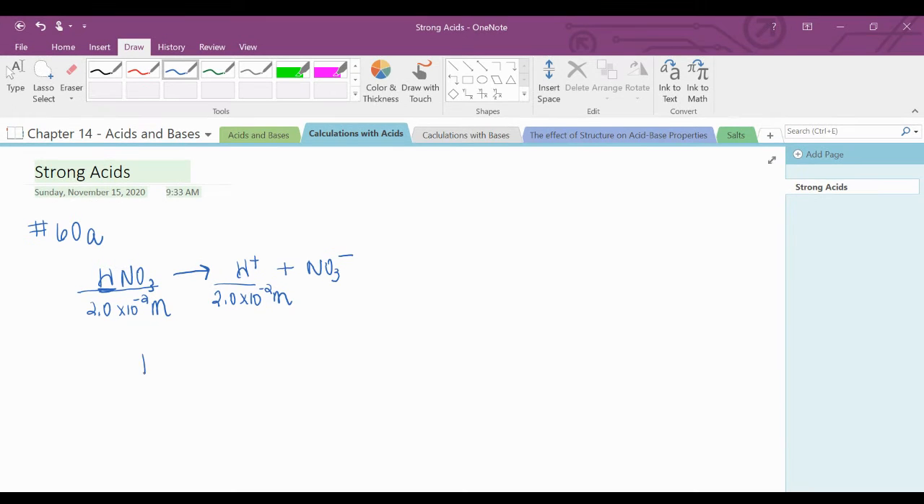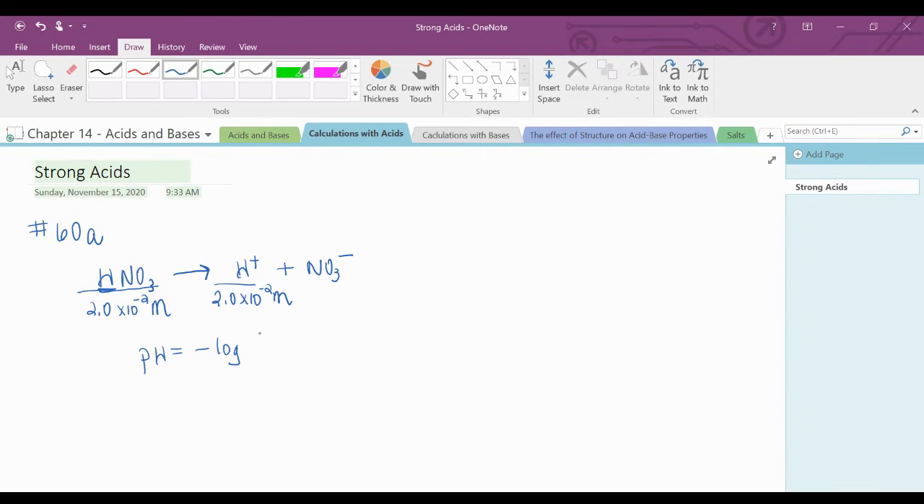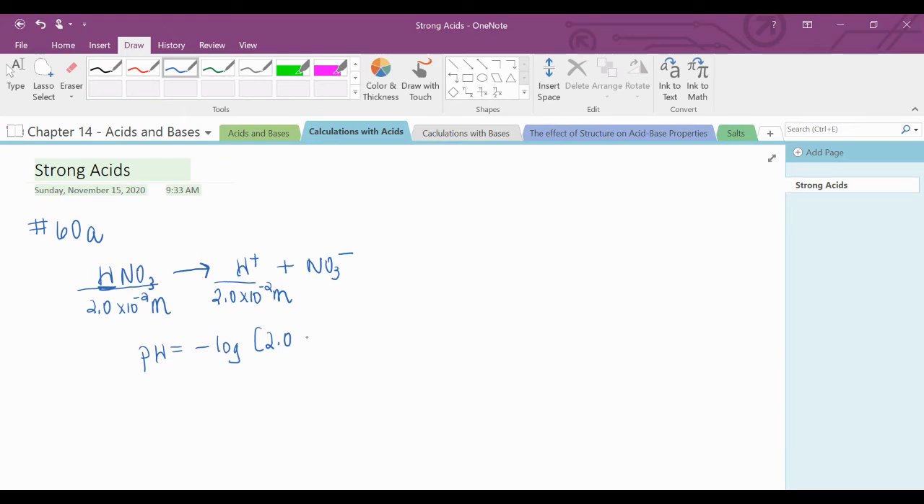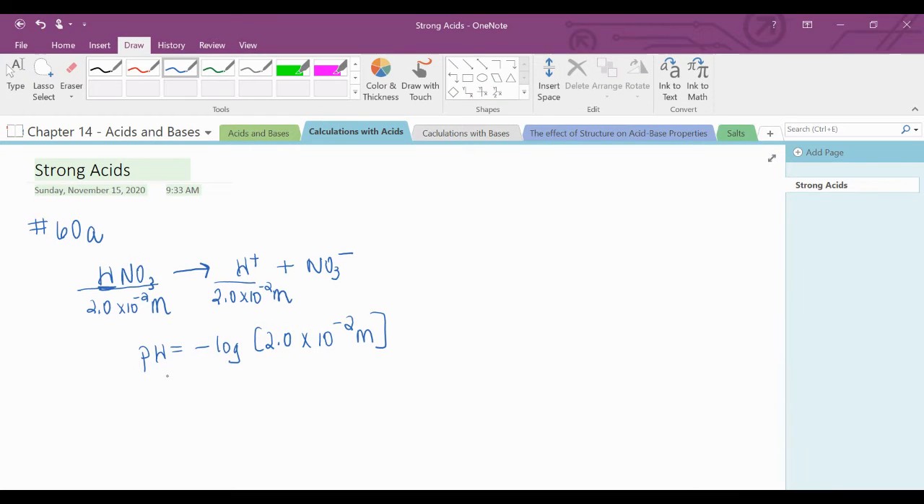Right. So the pH is the negative log of the hydrogen ion. So we're going to take the negative log of 2 times 10 to the negative second. And you're going to plug this in your calculator just like it looks. So you're going to hit the negative sign, then the log button, and then 2 times 10 to the negative second. So if you want, pause the video while you chug out an answer.